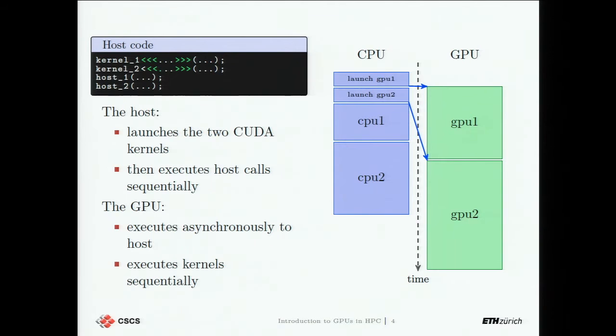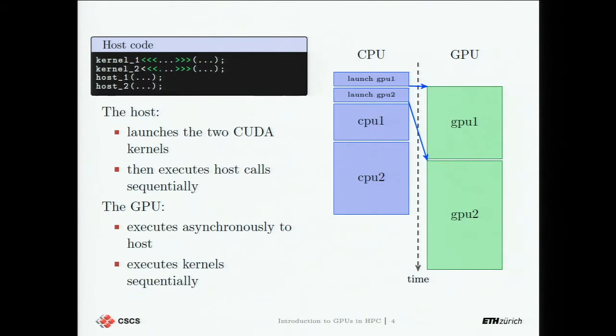So to recap, we saw this diagram a couple of days ago. What happens when I launch two kernels on the host, and then I run a couple of host functions? What happens by default? Something like this. On the host side, we have two small functions, I run one after the other, which basically launch the kernels on the GPU. And then the two CPU functions, this should be host 1 and host 2, they execute.